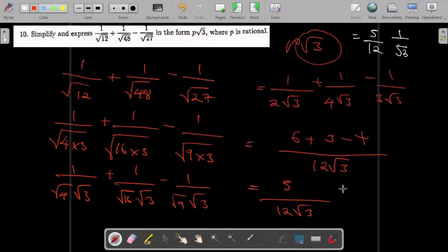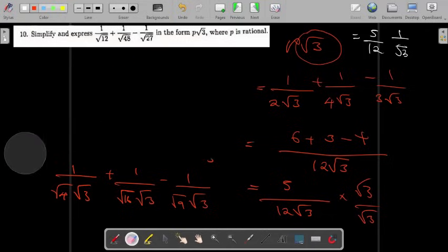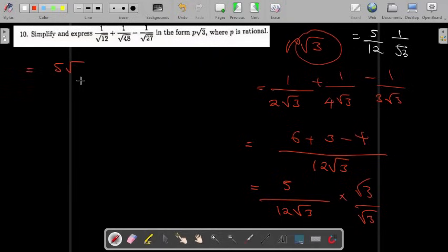So if I multiply by root 3 in the bottom, and also on top, that's the denominator and the numerator, you're going to get a value. So I erase this part. Okay, so we continue from here. When I multiply that, it will be equal to 5 root 3 on top.